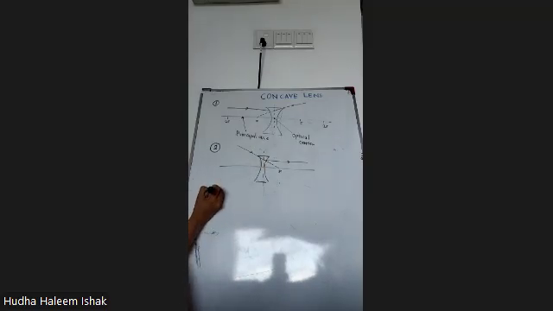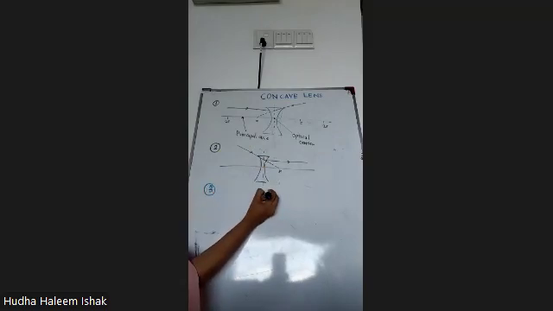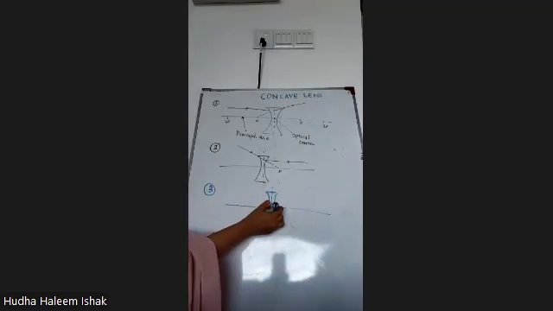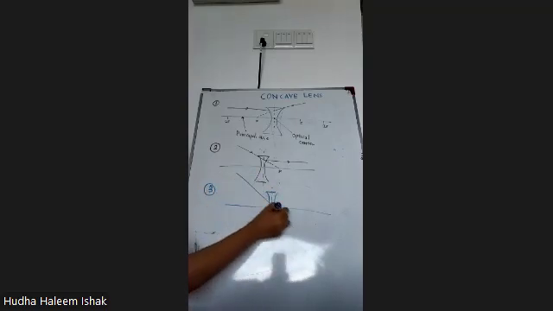Now we'll move to the third and final rule. We have the concave lens, the principal axis, and here is the optical center. The third rule states: when a light ray goes through the optical center, it will continue and form a straight line.